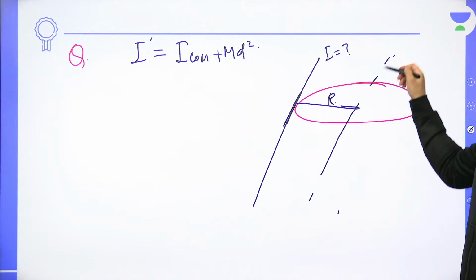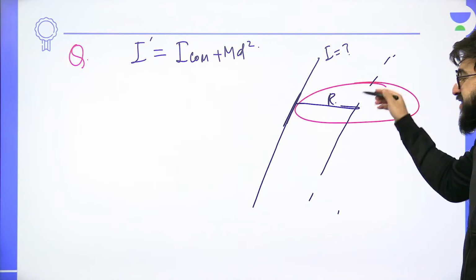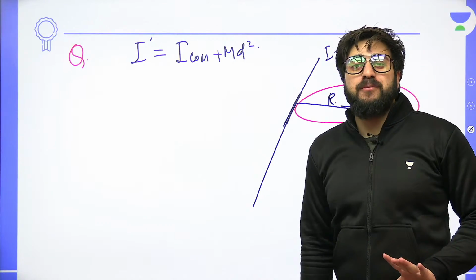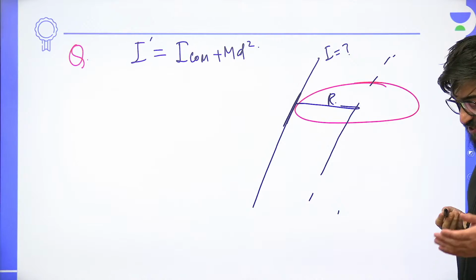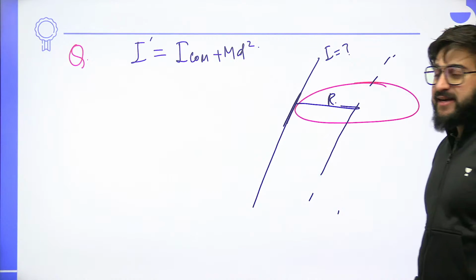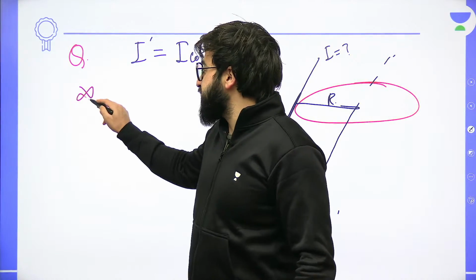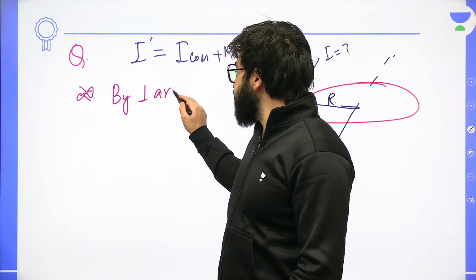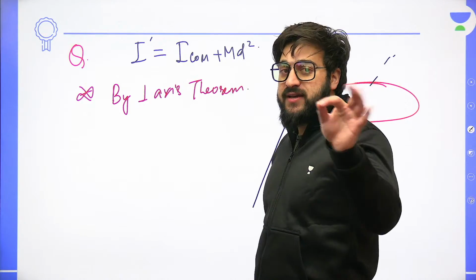So can you tell me the moment of inertia about this axis? This is not the axis which is perpendicular to the disk and passing through its center of mass. About that we know it is MR square by 2. This axis is passing through its center of mass but is lying in the plane of the disk. How do we find it? First of all, we need to use the perpendicular axis theorem. Let's see how we can solve this one.